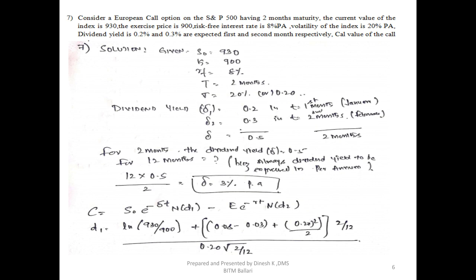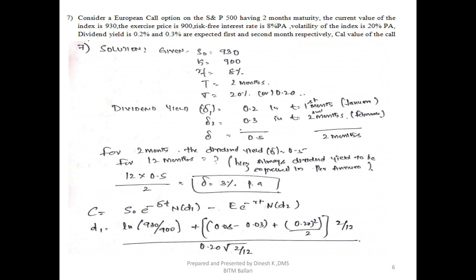Fine. Question number 7. Here again we are given the data like spot price, strike price, risk-free rate, time, and standard deviation is given to you as 20%. As it is given as 20%, we need to take it as 0.20. The other important thing that I need to make a note of here is dividend yield is given as 0.2% and 0.3% expected in first and second month respectively, right?